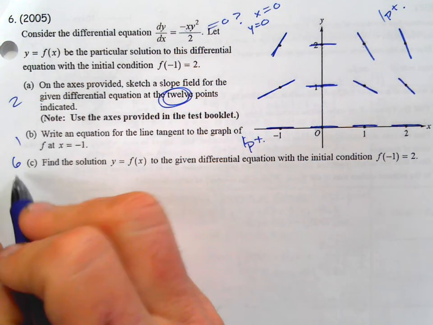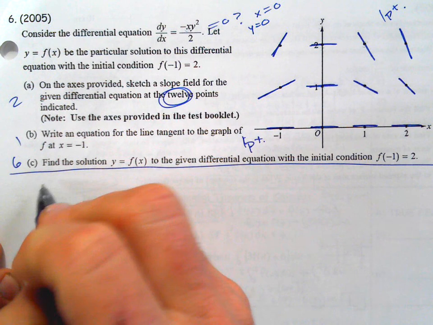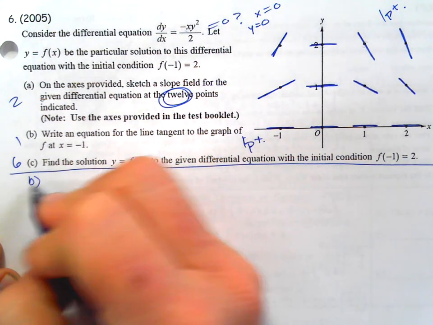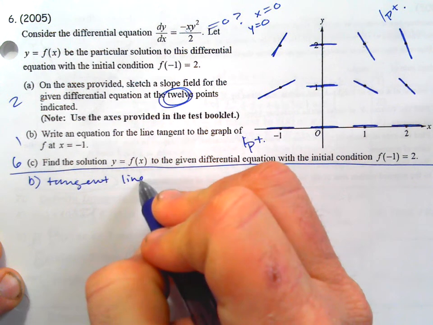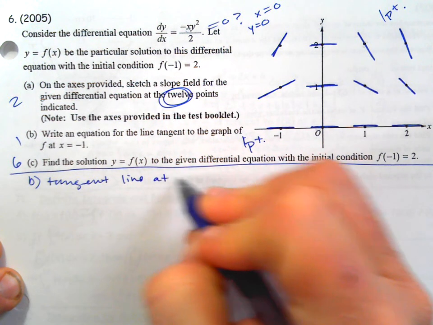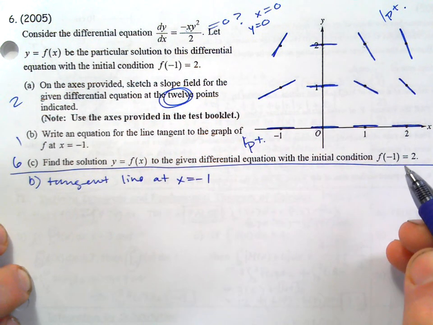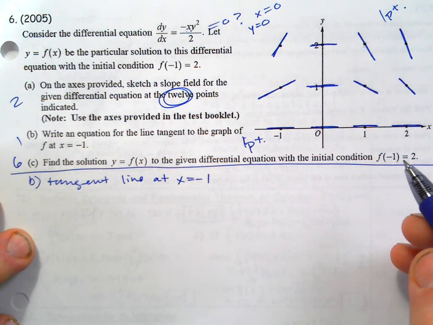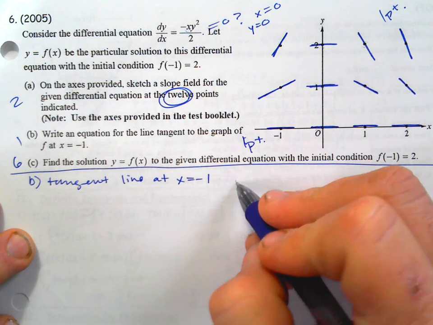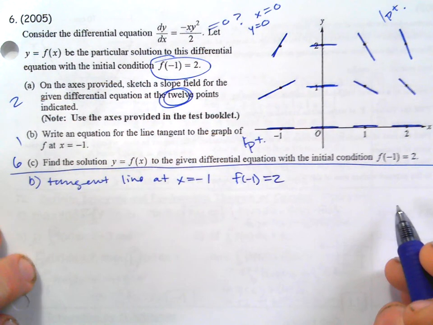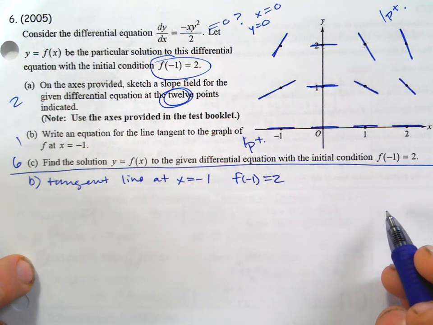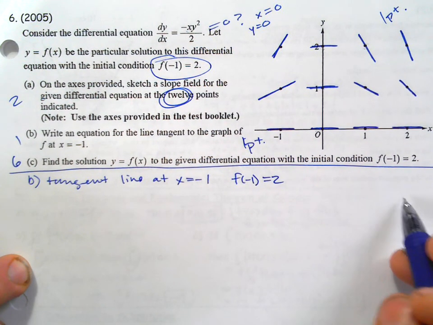B says to write the equation of the tangent line to the graph at x equals -1. Well, you need two things. You need a point and a slope. Now they gave us f of -1 equals 2 at the beginning, so you can't forget that. Sometimes they give you information earlier in the problem, and then you need it later on in the problem. They don't really mention that to you.